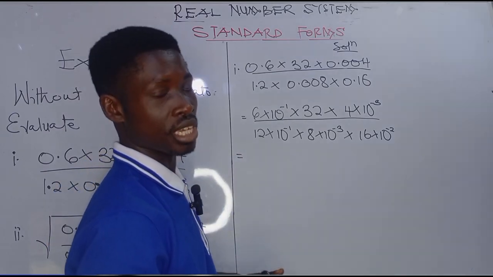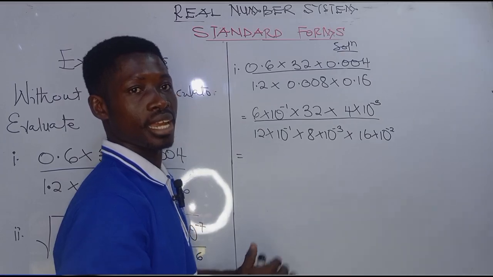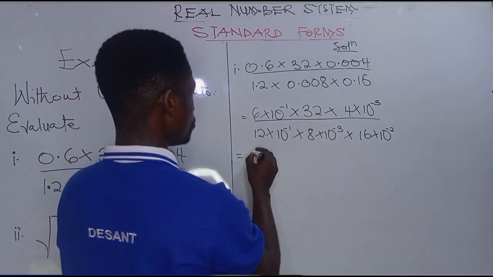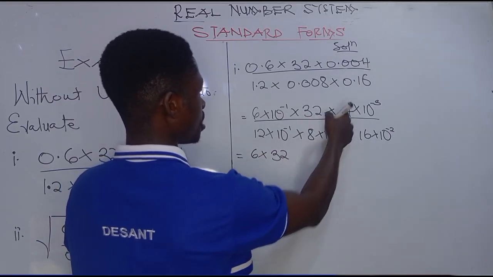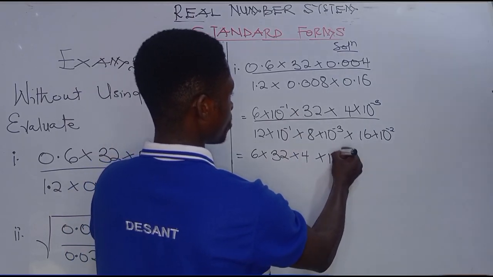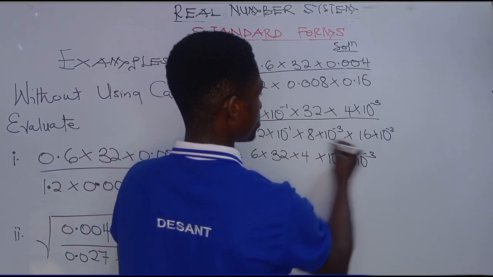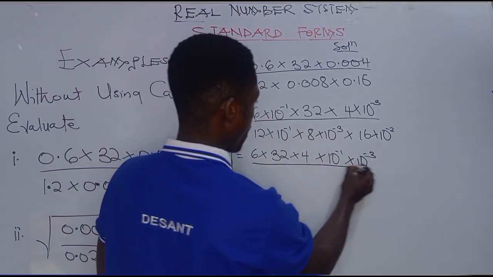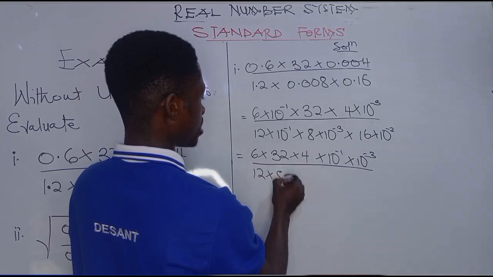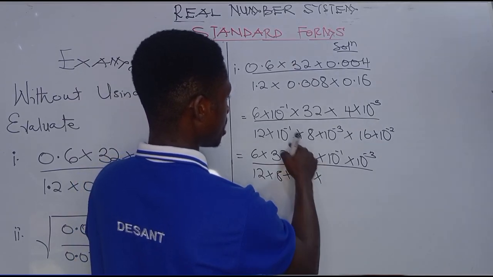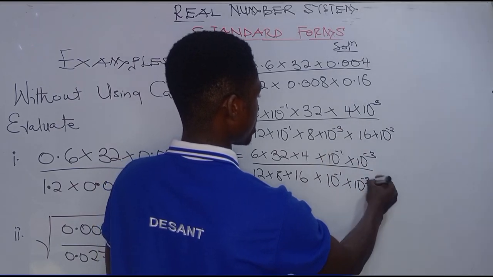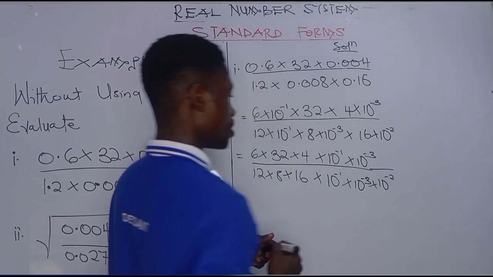The next thing that we are going to do is group the whole numbers together, and those with the power of 10 we group together also. So we have 6 times 32 times what? 4. Then we have times 10 raised to the power negative 1 times 10 raised to the power negative 3. Then we have 12. We also group the whole numbers together, times 8 times what? 16, times 10 raised to the power negative 1 times 10 raised to the power negative 3 times 10 raised to the power negative 2.